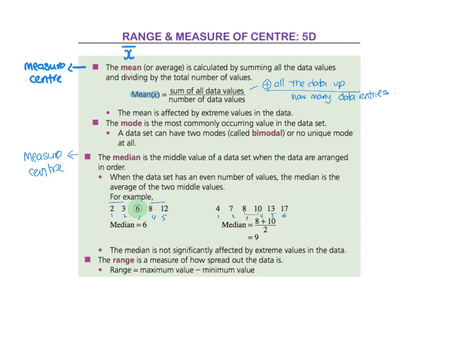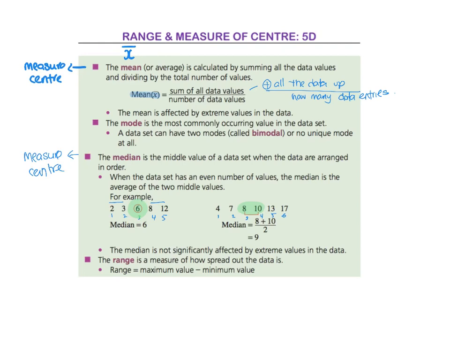There's 6 numbers. So the middle 2 numbers are actually these 2. When you've got an even number, you've got to take the middle 2, add them together and divide by 2. You get the middle of them. So the middle of 8 and 10 should end up being 9. You can see that in that example. So that's what you have to do if it's an even number.